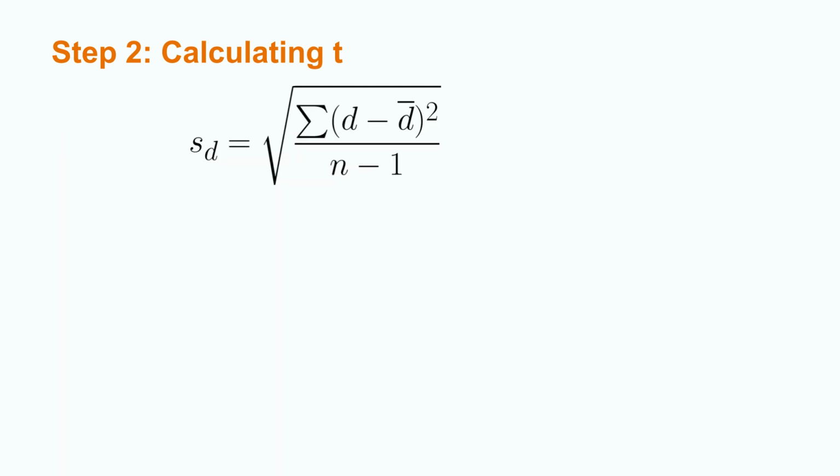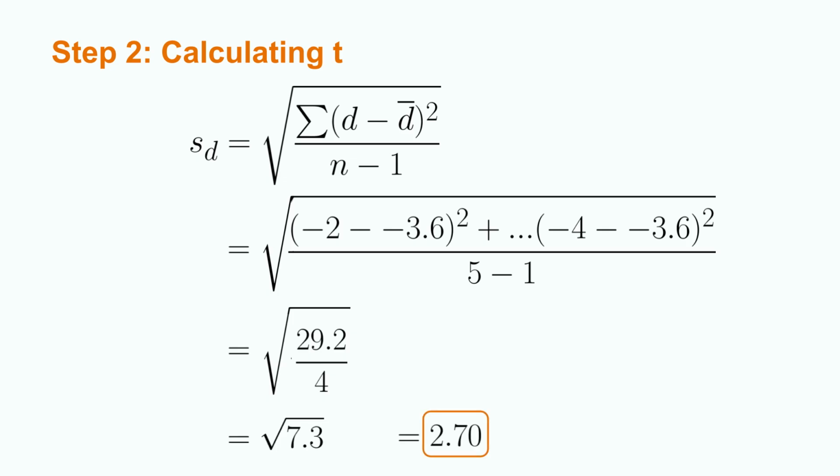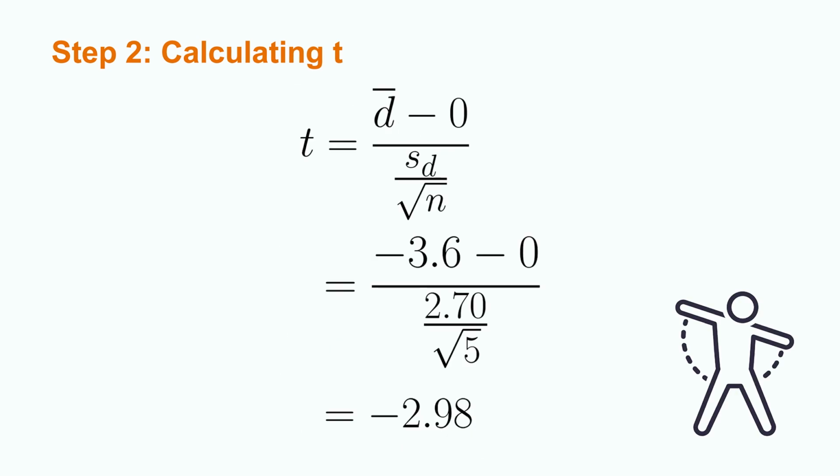We now need to calculate the standard deviation of d. Using our formula, we take the square root of the sum of all values of d minus d bar squared and divide by n minus 1. This gives us a value of 29.2 over 4, which gives us 7.3. Taking the square root, we get a standard deviation of 2.7. Now that we have all values needed to calculate t, we simply plug in our values for d bar, standard deviation of d, and n, and obtain a t-test statistic of negative 2.98.